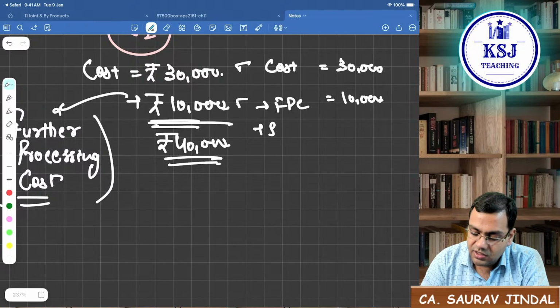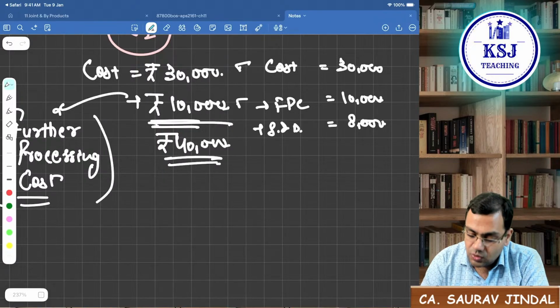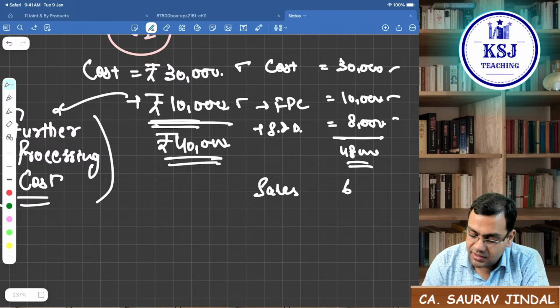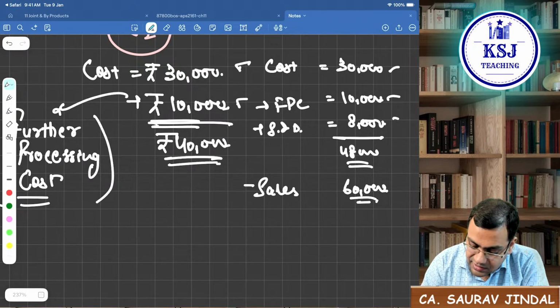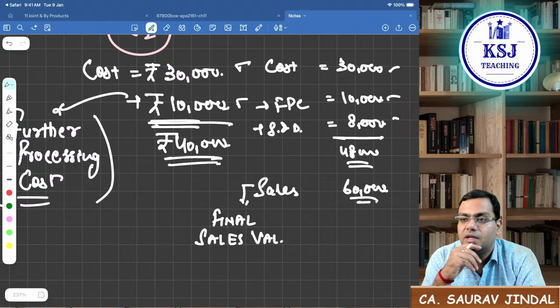Then you have FPC, 30,000 of cost, 10,000 of FPC. Then further you might have to incur some selling and distribution cost of, let's say, 8,000 rupees, right? So what is the total cost that you have incurred? That is 30 plus 10 plus 8, 48,000, and you might be selling it for 60,000. Clear? Now this sales is what we call the final sales value.